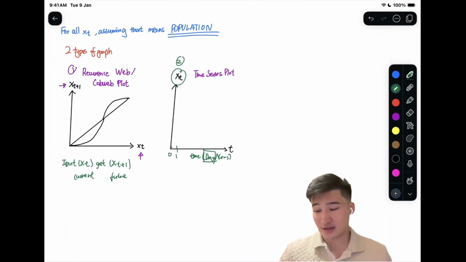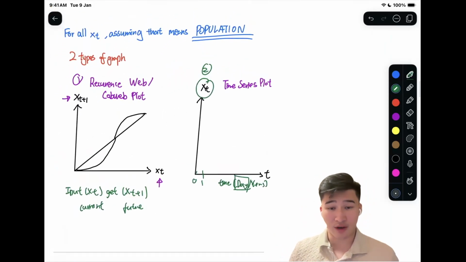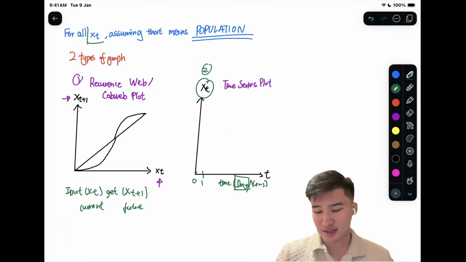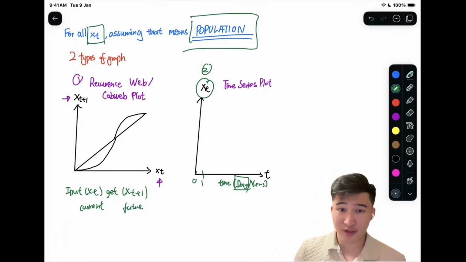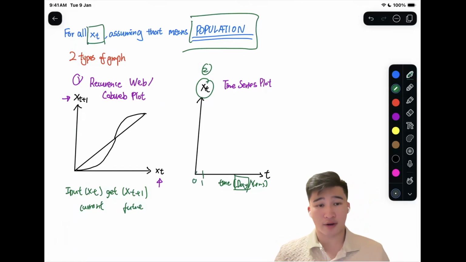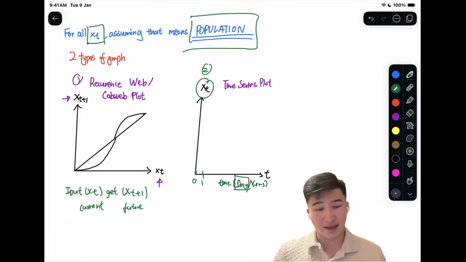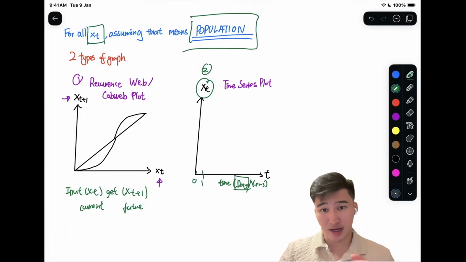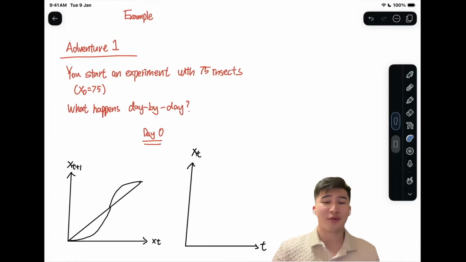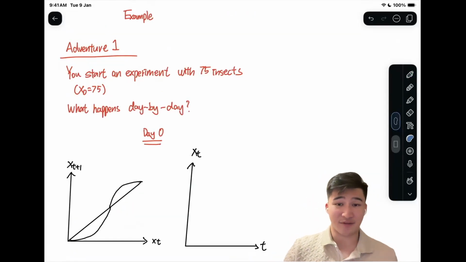So these are basically the 2 most important graphs that we have to know. For all x_t that we see here, assume that it means population. I know there's another thing called the logistic map where x_t represents a fraction, but just for simplicity, here x_t represents the population as a number. I hope all that makes sense.